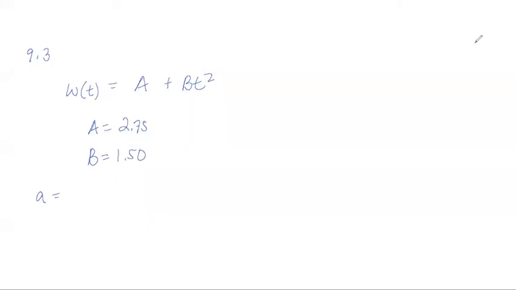Oh, pardon me, I misread that problem. It says, what are the units for A and B if omega is in radians per second? Therefore, A is going to have radians per second, and B is going to have radians per second cubed. Okay, and that's 9.3a.